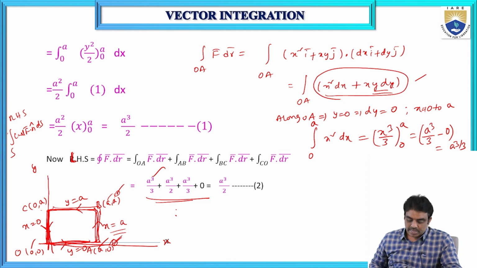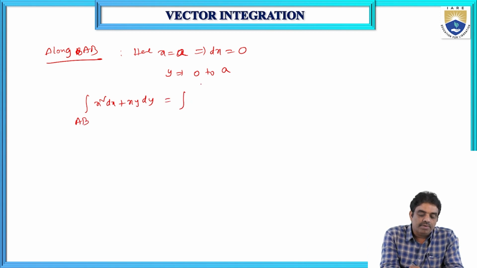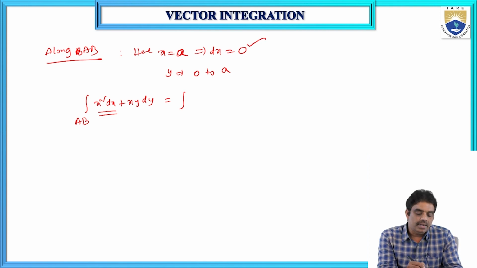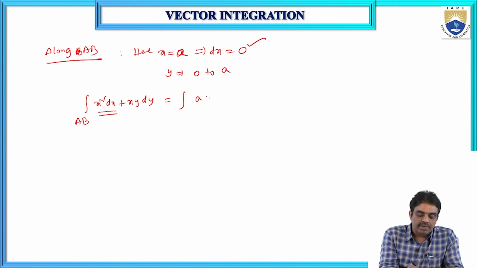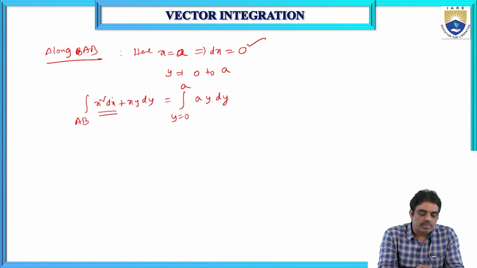So the function is x square dx plus xy dy, which we have already calculated. Along AB, dx is 0, so the first term is entirely 0, because x is equal to a. The second term dy remains the same, y the same, and x is equal to a, so we get a into y dy, with y from 0 to a. I hope this is clear.